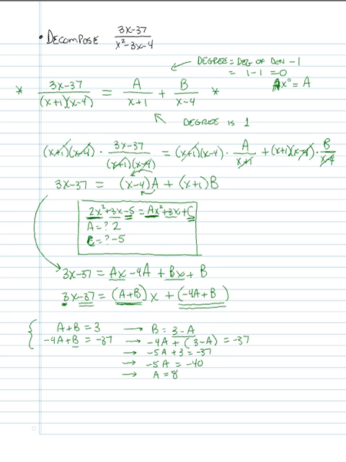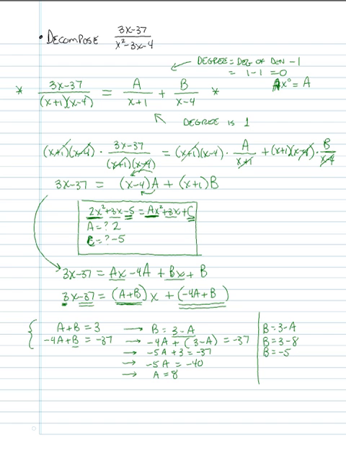Now, once I know my a value, I could go back to this equation that says b is equal to 3 minus a. And I could say b is equal to 3 minus the a value I have, which is 8, or b is equal to negative 5.